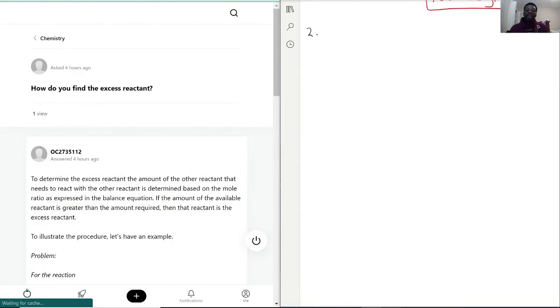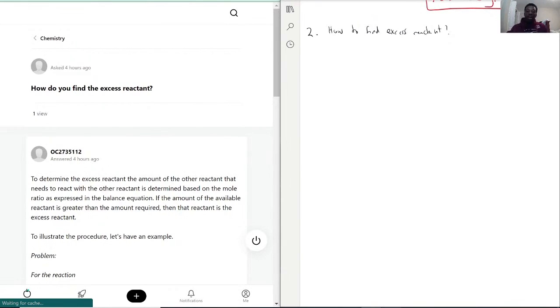How do you find excess reactant? So with this, it is a little bit tricky because excess reactant is based on the mole ratio. So there's two things here. It's not the mass, and it's not just how many moles each has. It's based on the mole ratio.